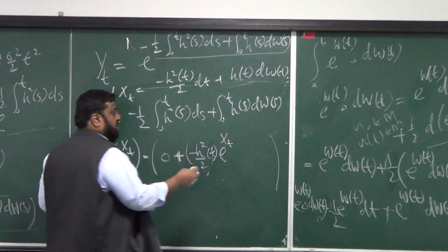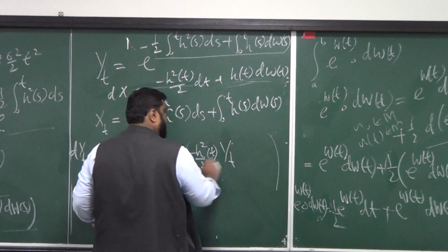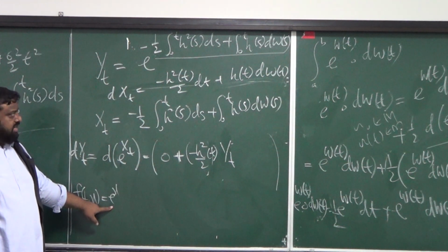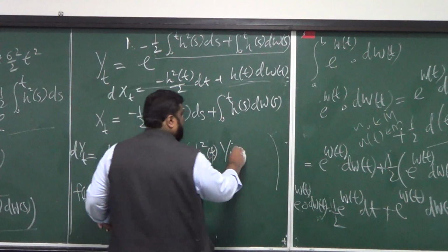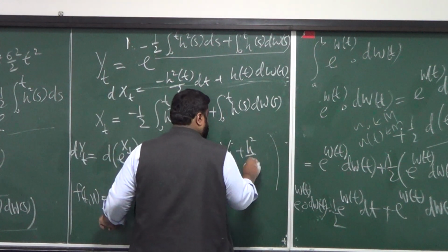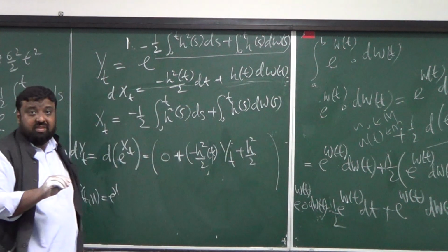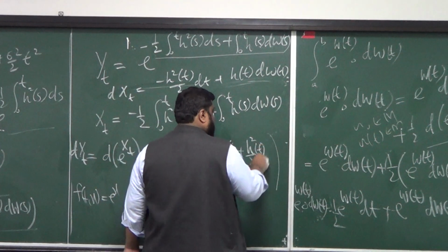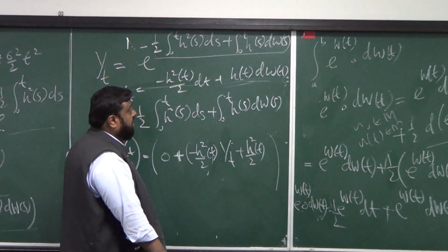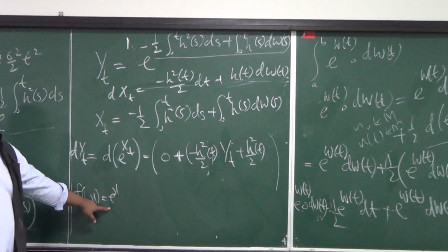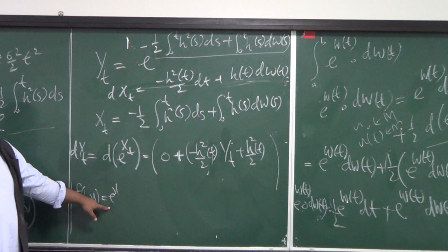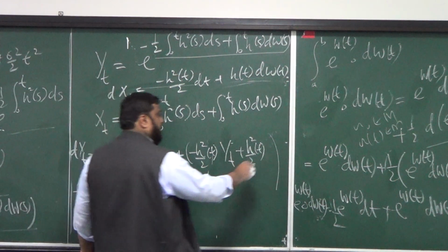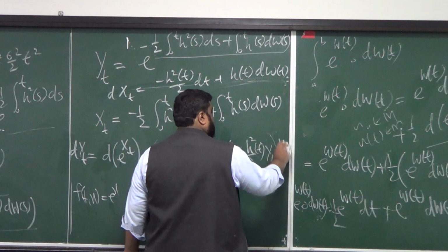Okay? Or if you wish, you can write yt again. Plus sigma square by 2. So it's going to be h square by 2 again, right? Of t. And the second order derivative of e to the x. So it is going to be e to the xt and then equal to what? Yt and dt.